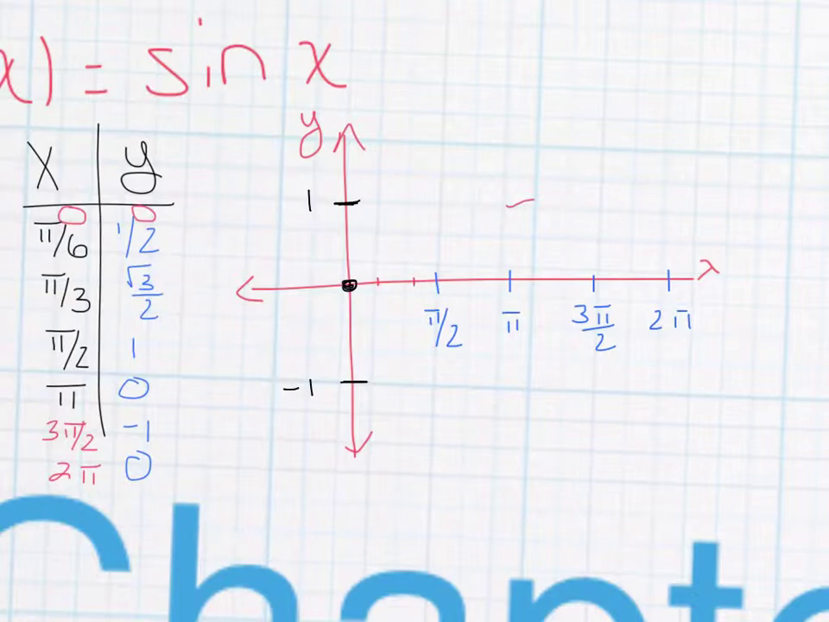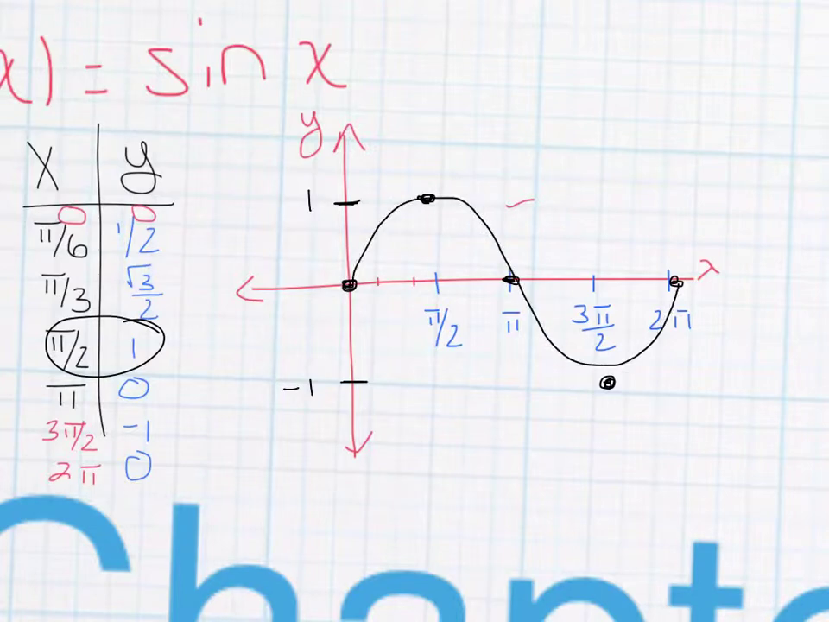At pi over 2, you're at 1. At pi, you're back at 0. At 3 pi over 2, you dip down to -1. And at 2 pi, you're back up at 0. This is just one time around the unit circle; we're going to pretend I connected the dots. We know we can continue indefinitely around the unit circle, 2 pi, 4 pi, 6 pi, etc. So you would see this curve continue on and on towards the right, towards positive infinity, and the same in the negative direction because we can go negative rotations on the unit circle.